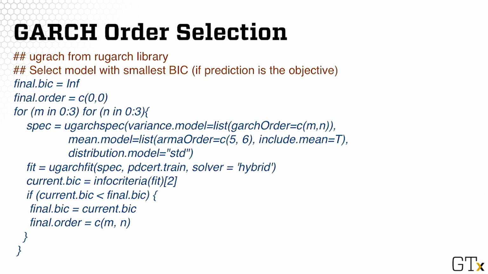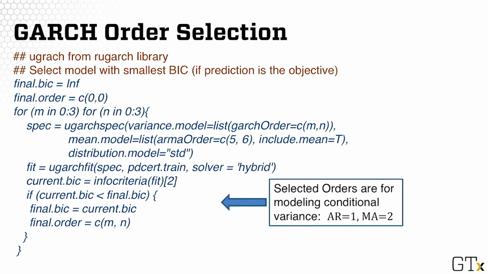Instead of using the AIC, I now use the BIC, since BIC prefers smaller, less complex models. This is important because we fit a joint ARMA-GARCH model, which is already very complex. The final order will keep the values of N and M because BIC does not get smaller for larger values of M and N beyond the selected orders. The selected orders in this implementation are the AR order M equal to 1 and the MA order N equal to 2.